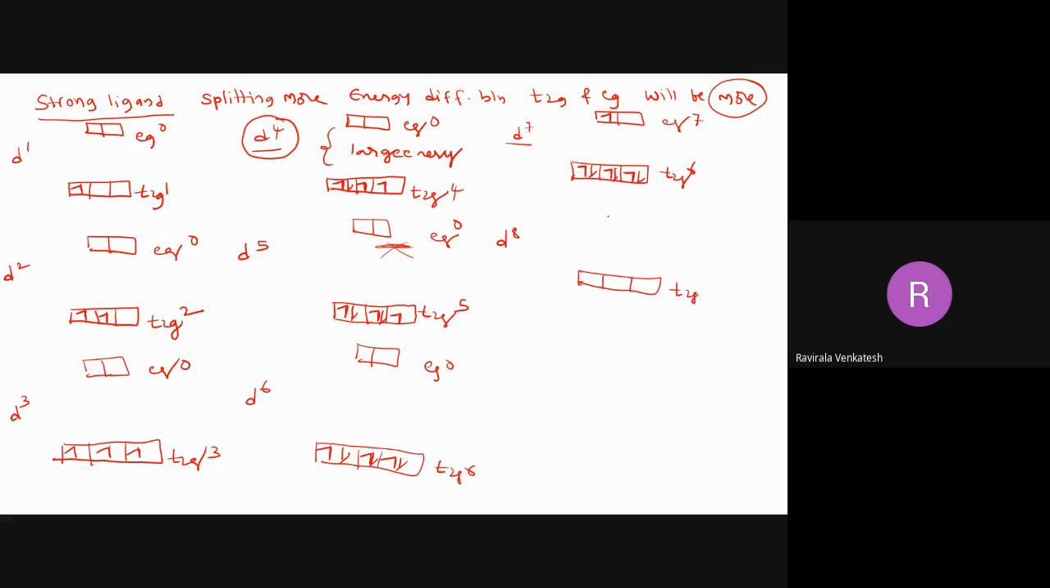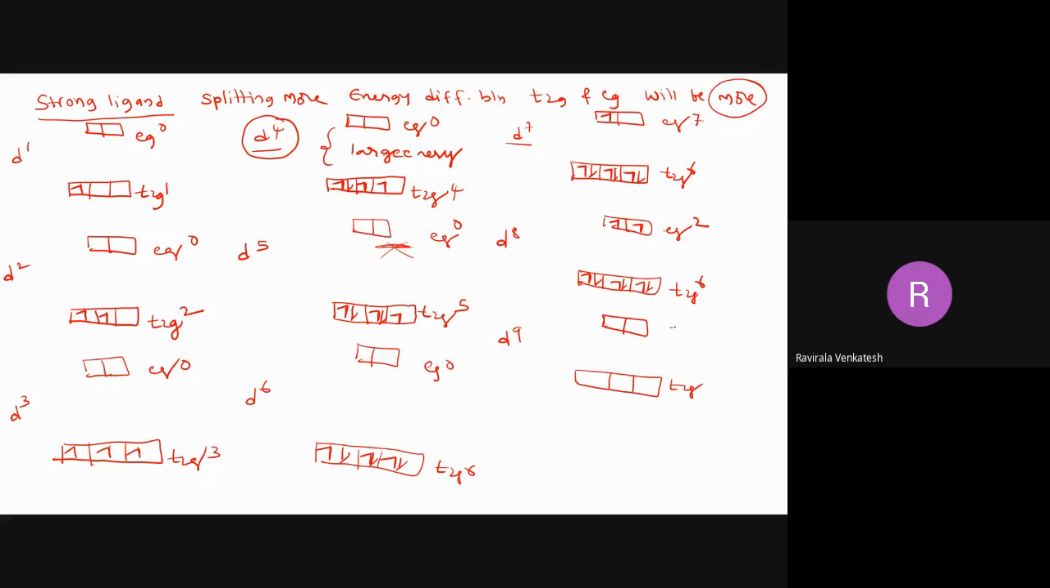T2G and EG. Now 8 electrons I need to fill: 1, 2. We have to follow Hund's rule. 3, 4, 5, 6. Next what happens? 7 and 8. Now T2G 6, EG 2. Now we'll take the D9 configuration.